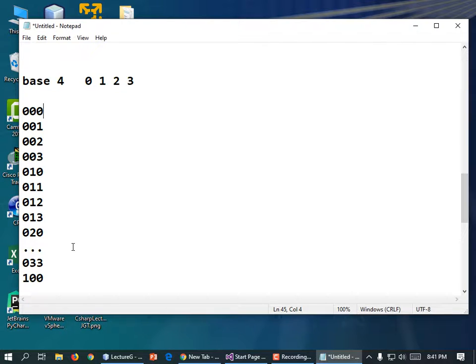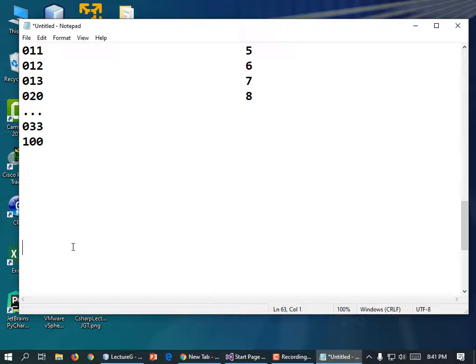If we were going to put the base 10 equivalents, that's the same as a 0, that's the same as a 1, that's the same as a 2, that's the same as a 3, that's the same as a 4, that's the same as a 5, that's the same as a 6, a 7, and an 8, and so on. So 2 0 0 in base 4 is equal to 8 in base 10.